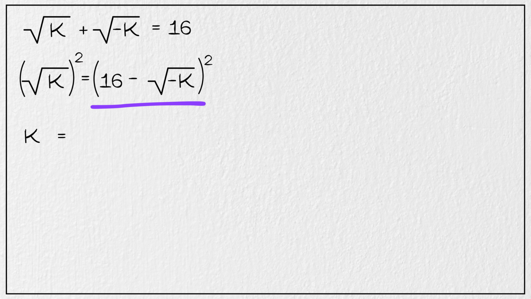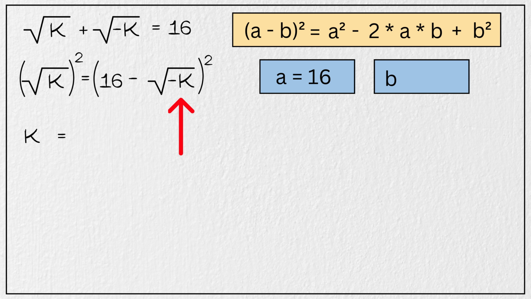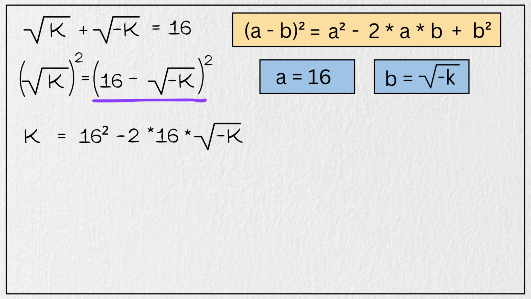And on the right-hand side, we'll use the algebraic identity (a minus b) squared equals a squared minus 2ab plus b squared for squaring this binomial. Here, a is this 16, and b is the square root of negative k. So now our right-hand side becomes 16 squared minus 2 times 16 times the square root of negative k plus the square of the square root of negative k.